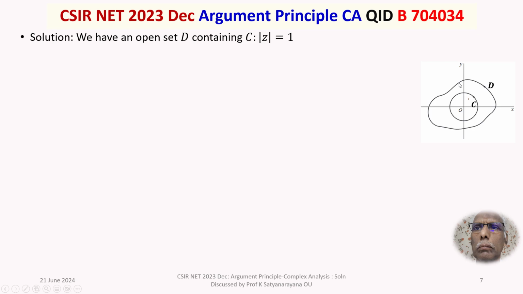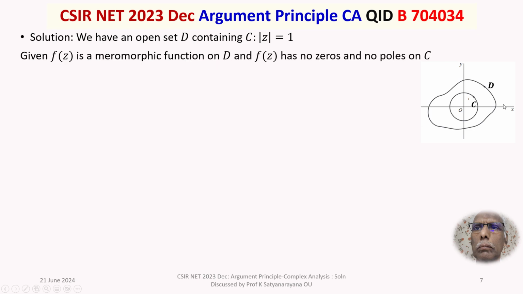This is the open set D containing the unit circle C, |z| = 1. Given f(z) is a meromorphic function on D, that means in this D, f(z) is meromorphic, and f(z) has no zeros and no poles on C. On C, no zeros and no poles are there.